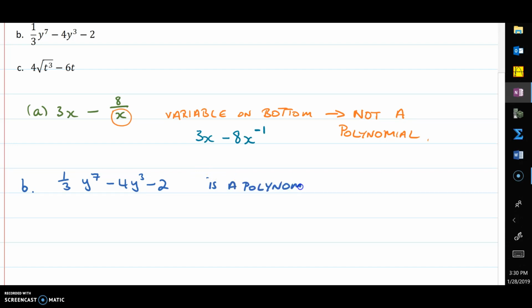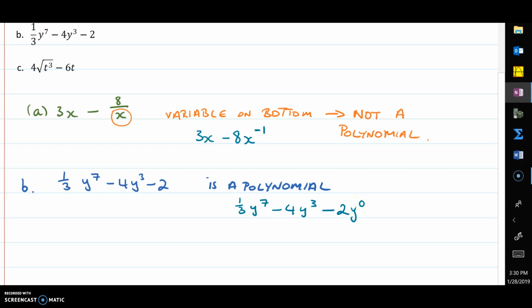Now remember that if we wanted to, we could write this as 1/3 y to the 7 minus 4y cubed minus 2. Now we could write this as y to the 0, because y to the 0 is 1. So it's 2 times 1, or 2 times y to the 0. Now, when we think about expressions in terms of power terms, positive whole number powers are okay, and also a power of 0 is okay.